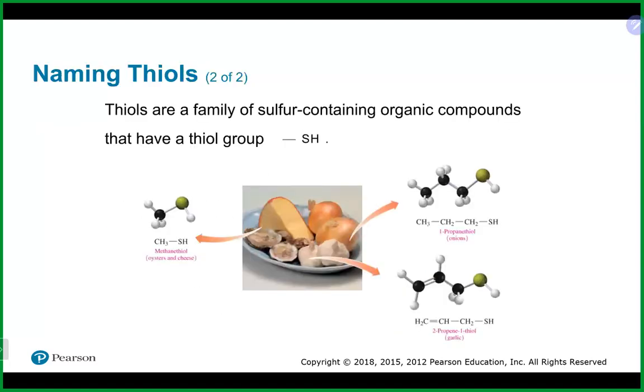But what you do need to know about thiols, as we'll talk about a little bit here, but we'll take a look at it now, is the reaction that occurs with thiols. When you have 2 thiols here, let's just say we have a thiol like this, and we have another thiol like this, maybe.